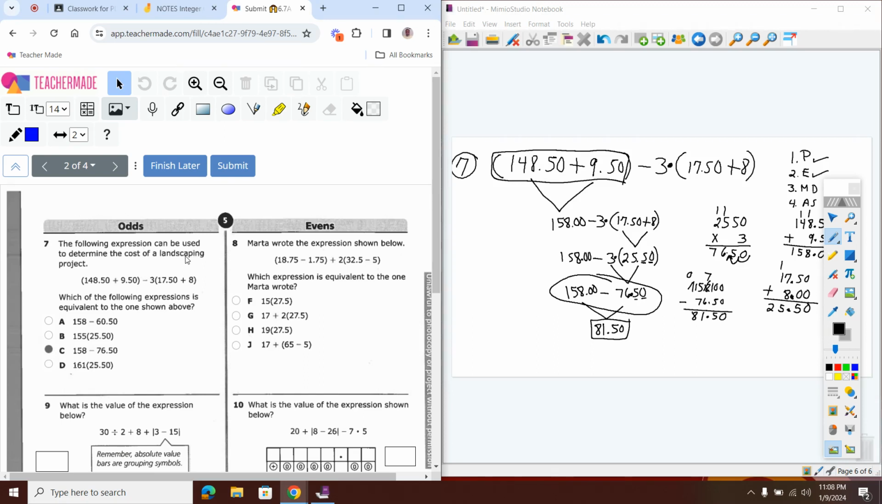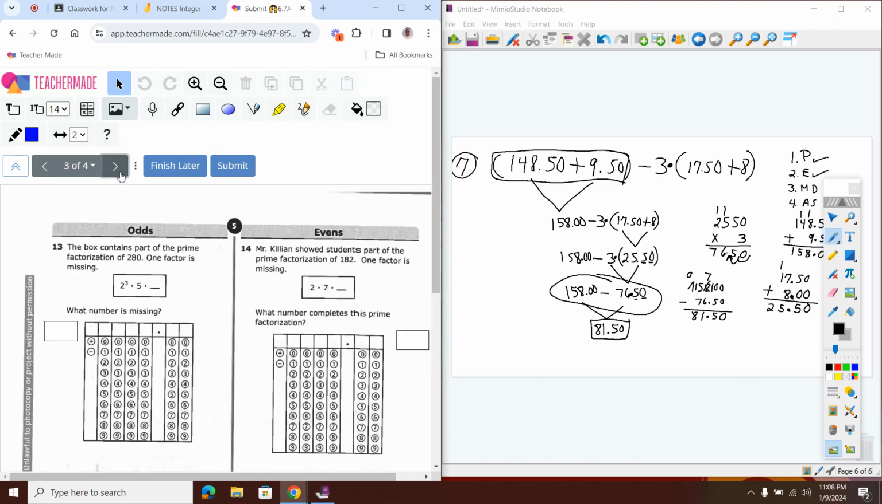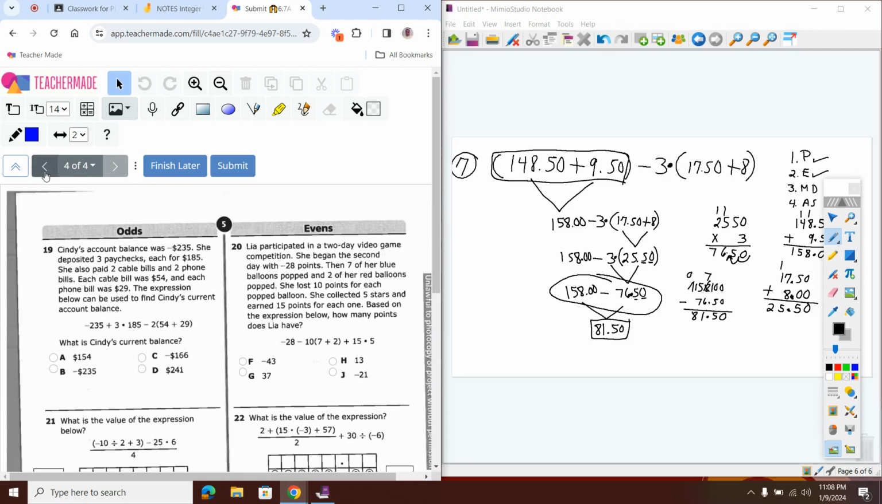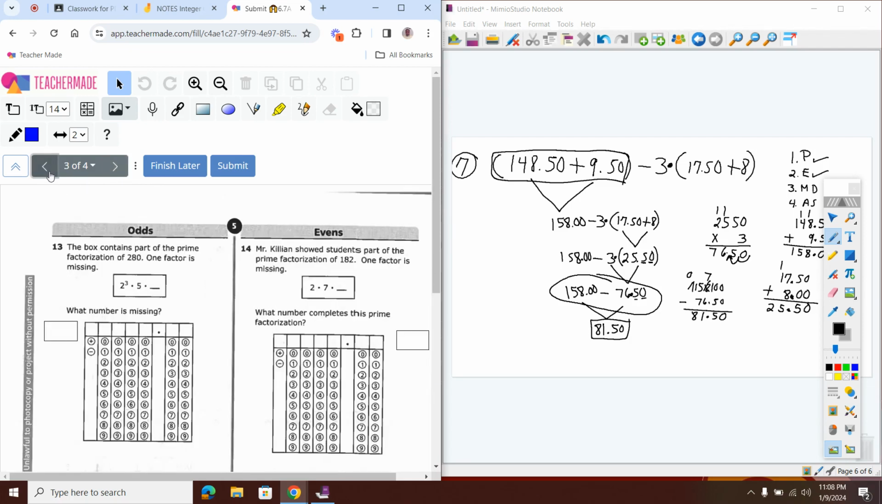The way I did number 7, you're going to do number 8. Please be careful with, again, the decimals. Be careful with the minuses. Be careful with the number next to the parentheses means times. Okay? See how many problems over here? Yeah, no. We have to do 5 for today.